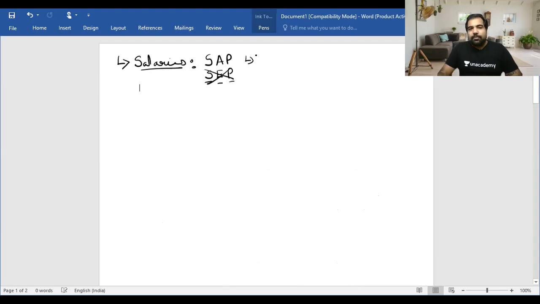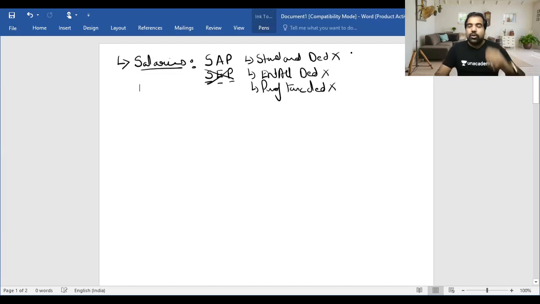So I'm just writing down: standard deduction, you don't get. Entertainment allowance deduction, you don't get. And professional tax deduction, you don't get. So all three you don't get. Plus, guys, if you remember, there was HRA under section 10(13A), that HRA you won't get. Unfortunately, even that you won't get.